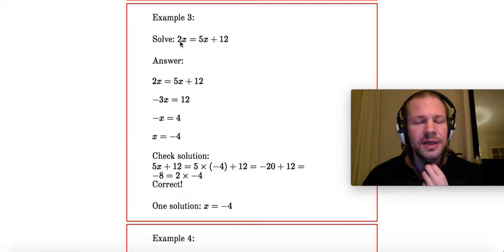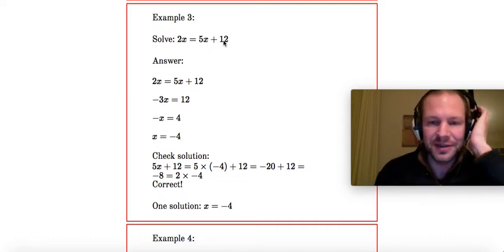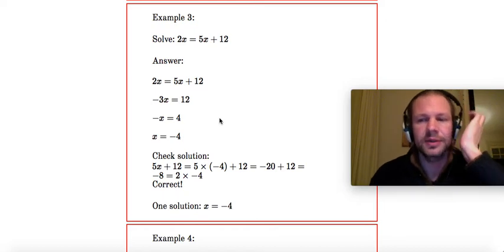Let's check this. 2 times minus 4 is minus 8. 5 times minus 4 is minus 20 plus 12 is minus 8. It's exactly the same, so this solution is correct.